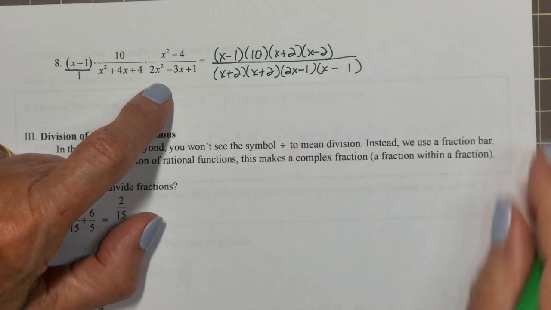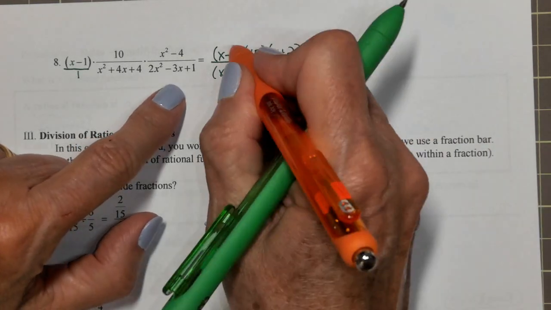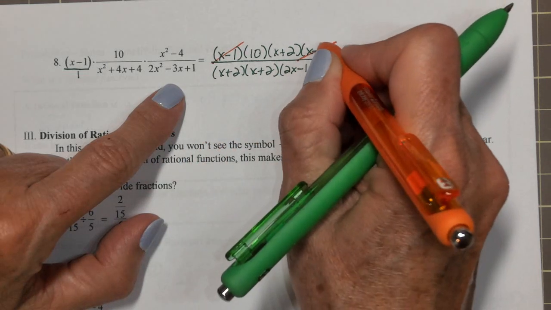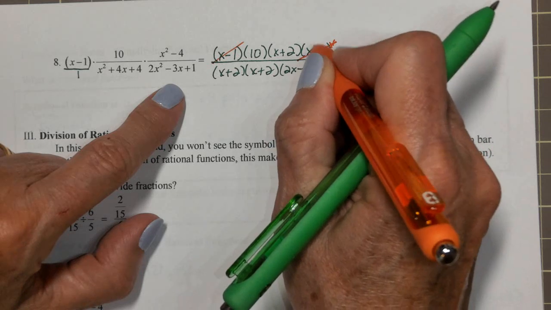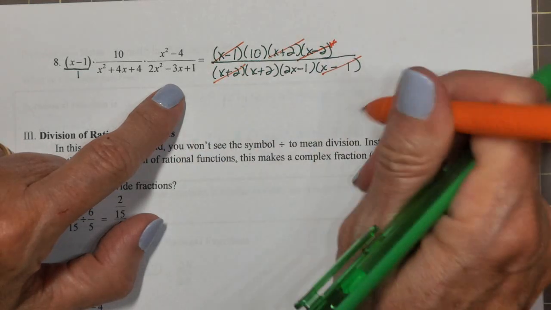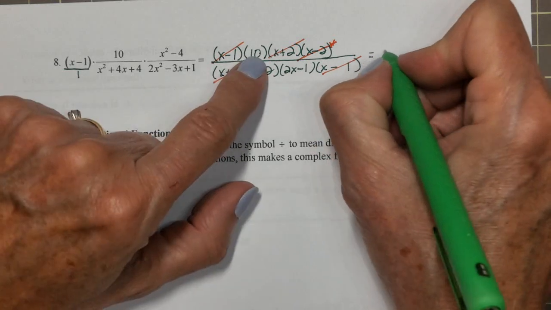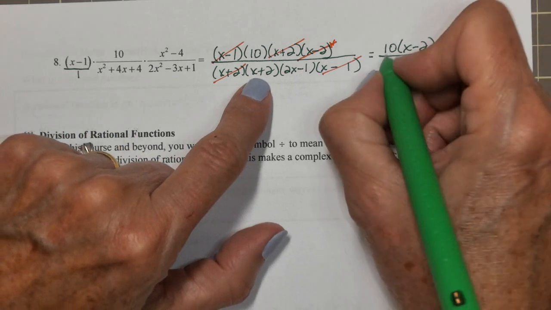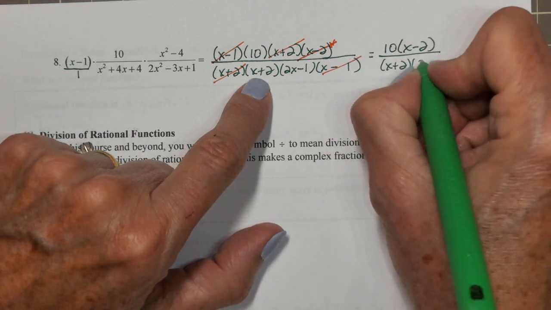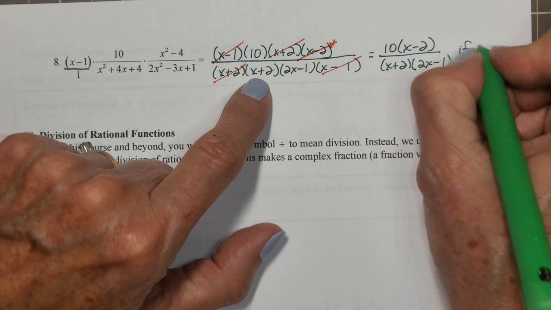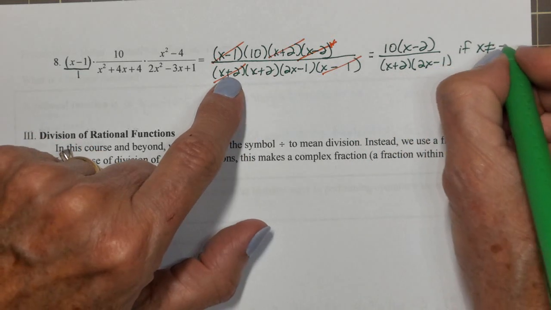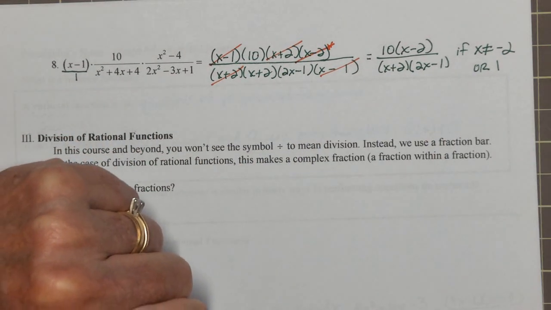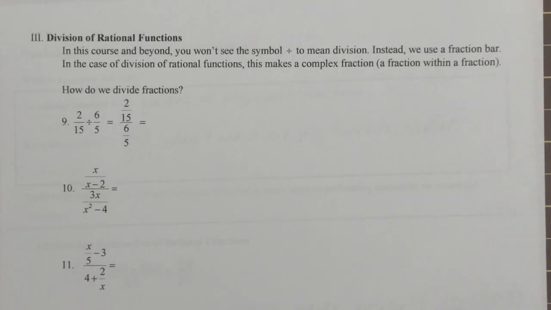Foil that back out and make sure you didn't make a mistake. We did not. Okay, so what cancels out? The x minus 1s cancel. The x minus, oh, nope, never mind. That did not cancel. An x plus 2 cancels, and that's it. So we're left with the 10 times an x minus 2 divided by x plus 2 times 2x minus 1 if x is not equal to negative 2 or 1. Alrighty? Very good.